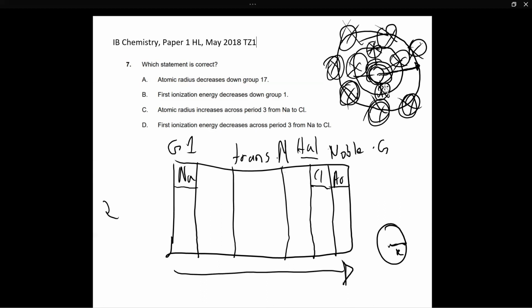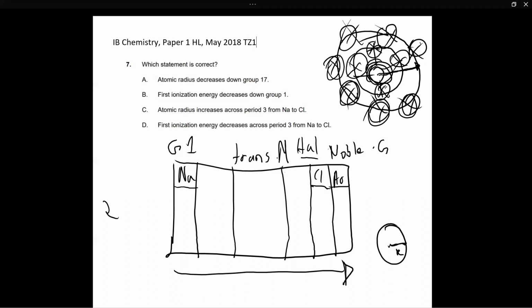Let's see. So A deals with atomic radius decreases down a group. We'll get to that later. First, ionization energy, we'll get to that later. C, atomic radius increases across period 3 from Na to chlorine. No, that's wrong, right? As we mentioned, atomic radius actually decreases across periods from the group 1 metals to the halogens. That's the general trend.